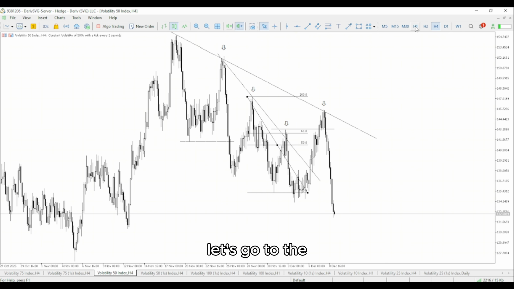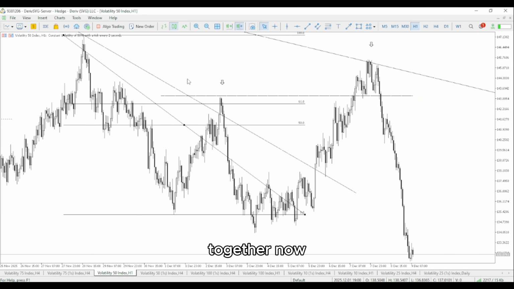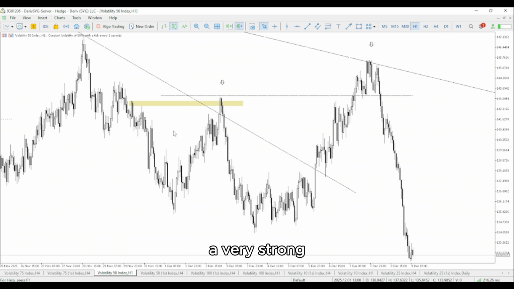So now let's go to the H1 time frame and see if this aligns together. Now, in the H1 time frame, we have a resistance level. This is the resistance level that made the market sell from this level. And if you check, this is the 61% Fibonacci level. It's within this resistance level. Now, this also gives us another confluence, making it 4 confluences we have. So this gives us a very strong A+ setup.